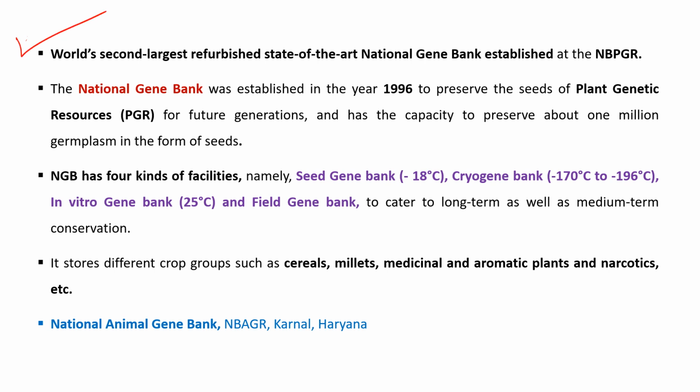The world's second largest state of the art National Gene Bank कहाँ पे establish की गई है? NBPGR, National Bureau of Plant Genetic Resources, New Delhi. सबसे पहले National Gene Bank कहाँ establish हुई थी? It was established in 1996 to preserve seed of plant genetic resources for future generation. So National Gene Bank having four types of facilities. First one is the seed gene bank.